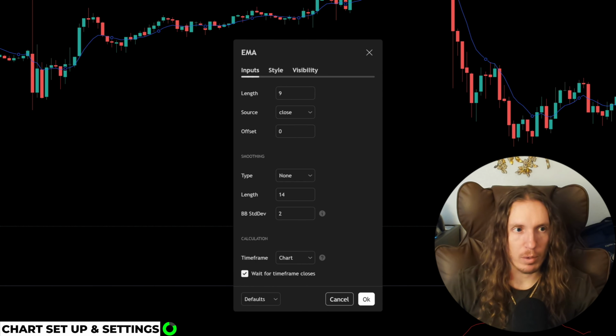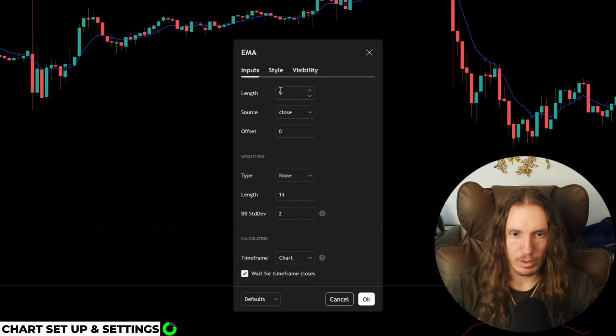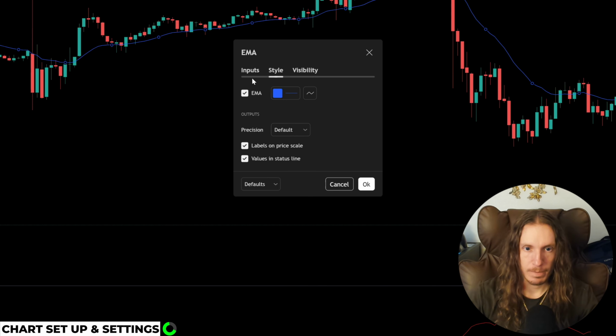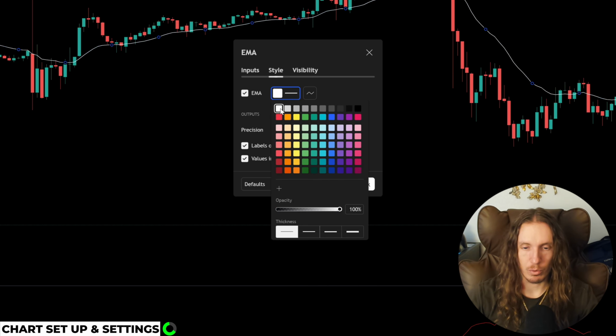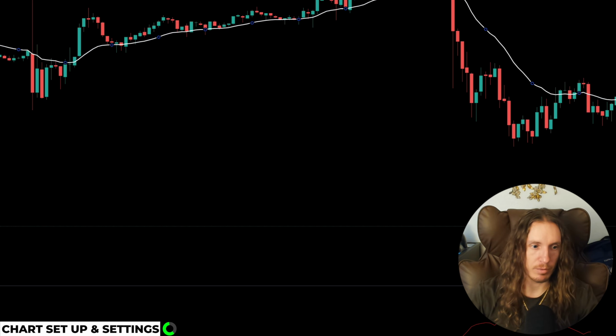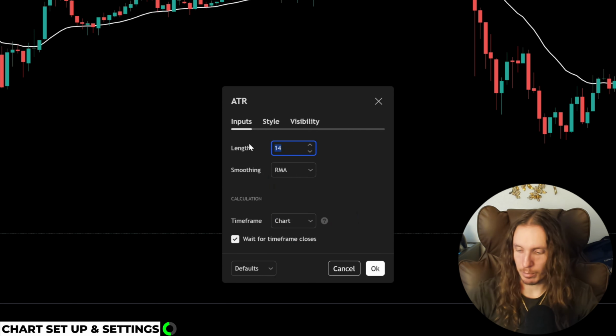So again, I'm on the 1 minute, I'm on the ES. This is actually looking at Friday, February 7th. I just pulled up that day because that was the most recent full trading day when I'm recording this. So I'm going to do a 21 length EMA. I'm going to change this to white and just make it thicker. I just think it's easier to see it that way. And then for the ATR, I'm going to change it to yellow and make it thicker. And then I'm also going to make it 21.